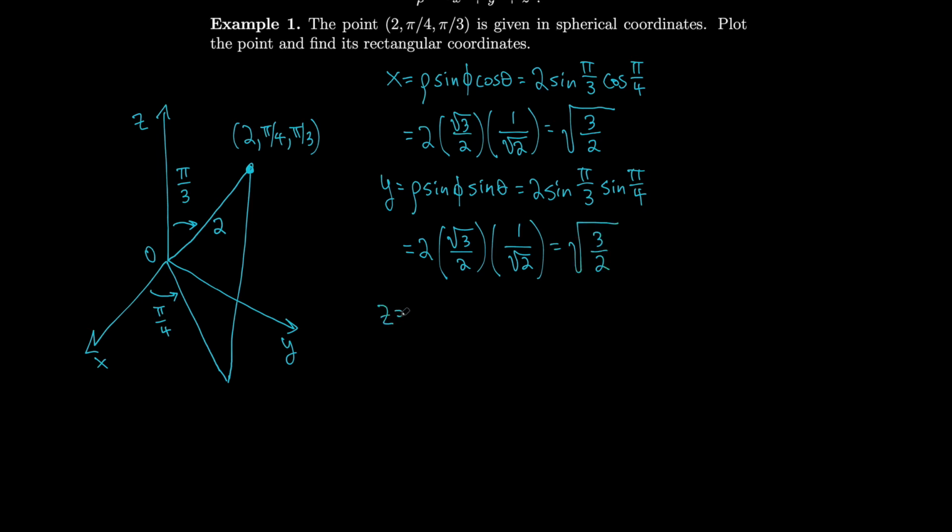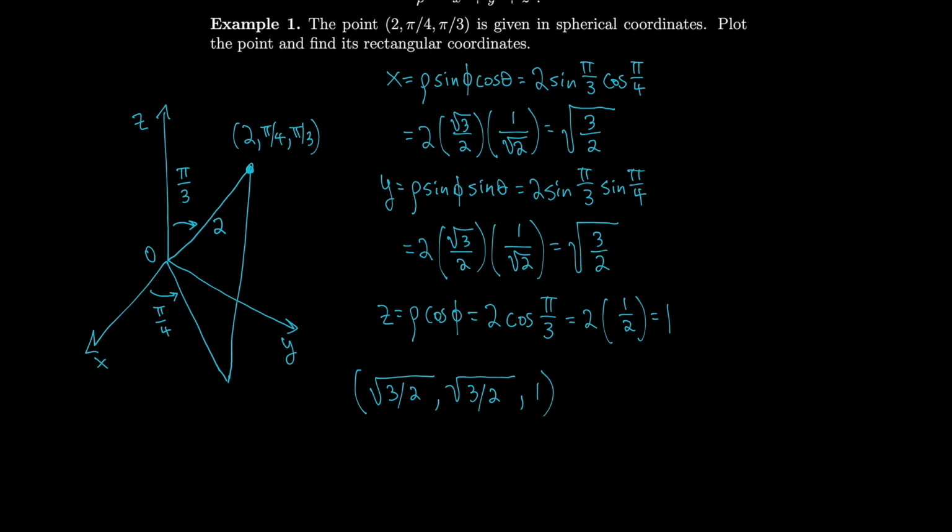Now let's get z. So that's rho cosine phi. It's the only one that takes cosine phi and doesn't have any theta, because remember in cylindrical coordinates we didn't even have theta with z, we just had z. So this is 2 cosine pi over 3, and that's 2 times 1/2, which is 1. So our point is (square root of 3/2, square root of 3/2, 1) in rectangular coordinates.